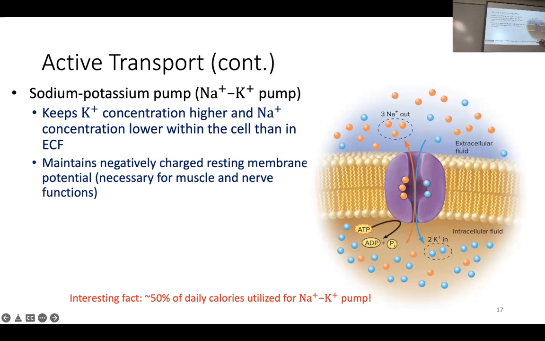And this is a pretty fascinating fact. About half the calories you take in every day go towards setting up this negative membrane potential, to kicking 3 sodiums out and bringing 2 potassiums in. So half of what you eat is going towards your sodium potassium pumps in all your cells. That's pretty crazy.